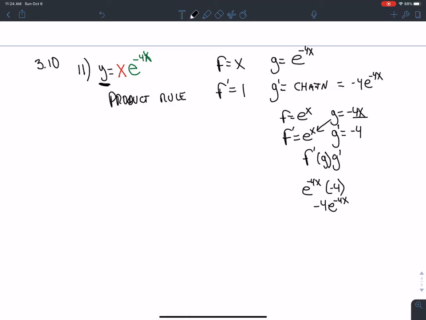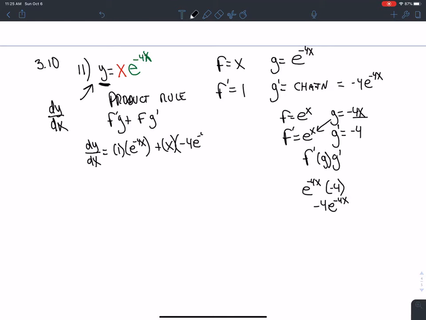And then we're going to put this back together with our product rule, which is f prime g plus f g prime. So, like I said, this y right here is actually, when we take its derivative, dy over dx. So we're going to say dy over dx equals this product rule of 1 times e to the negative 4x, because that's our f prime and our g, plus f, which is x, times g prime, which is negative 4 e to the negative 4x.